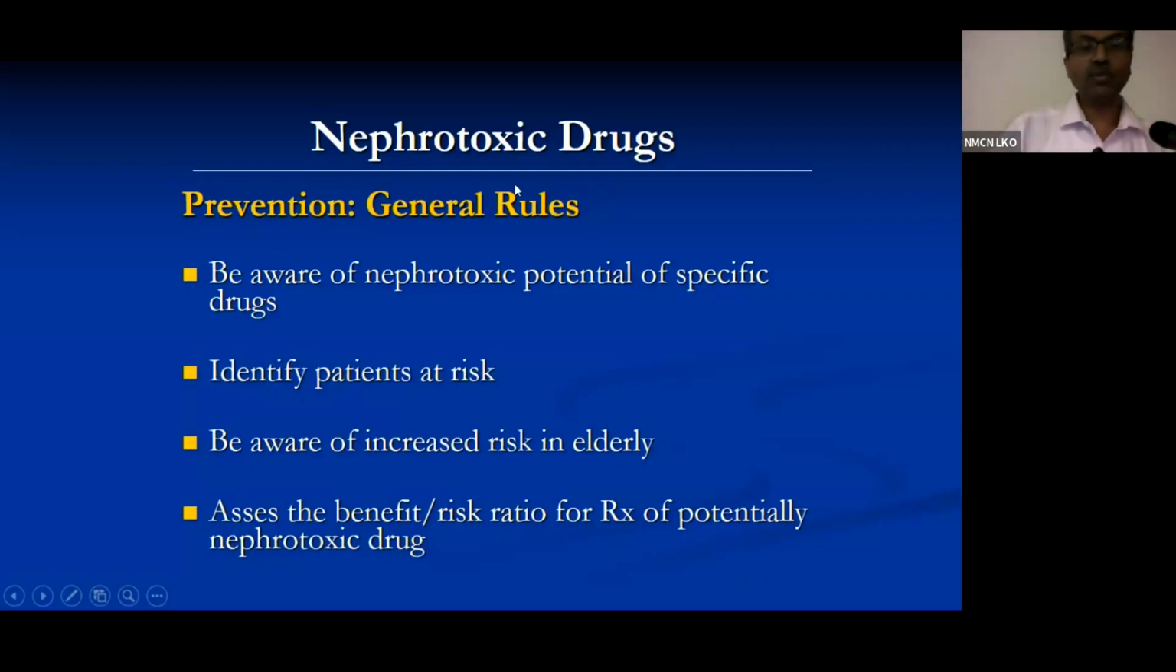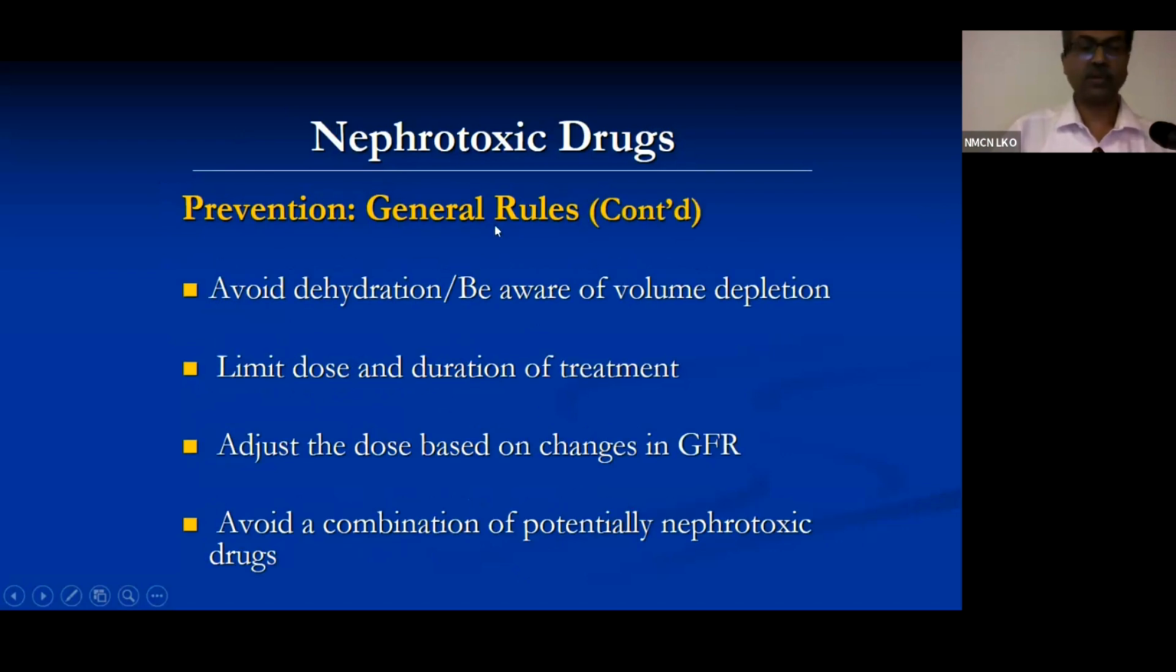So the general rules for prevention: be aware of the nephrotoxic potential of specific drugs, identify patients at risk, be aware of the increased risk in the elderly, assess the benefit and risk ratio for treatment with potentially nephrotoxic medications, avoid dehydration, beware of volume depletion, limit the dose and duration of treatment, adjust the dose based on changes in GFR, and avoid a combination of potentially nephrotoxic medications.